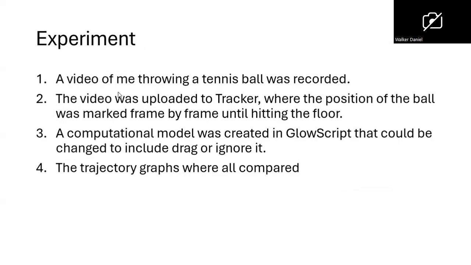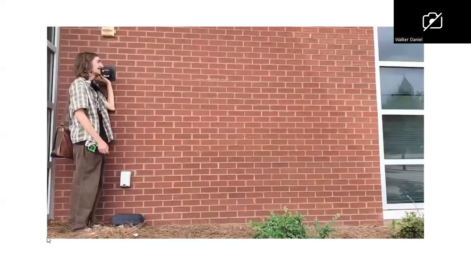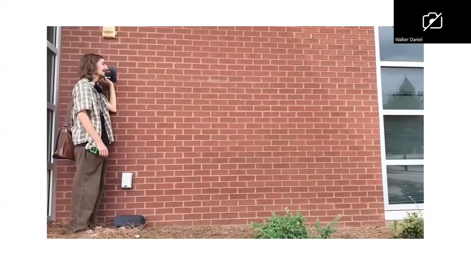For this experiment, a video of me throwing a tennis ball was recorded. Then it was uploaded to Tracker, where the position of the ball was marked frame by frame until hitting the floor. Then a computational model was created in GlowScript that could be changed to include drag or ignore it depending on what we needed. And then the trajectory graphs were all compared. So here's the video of me throwing the ball.